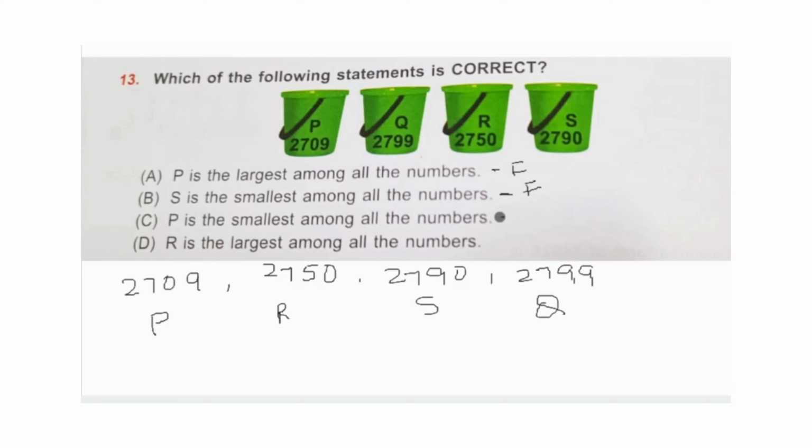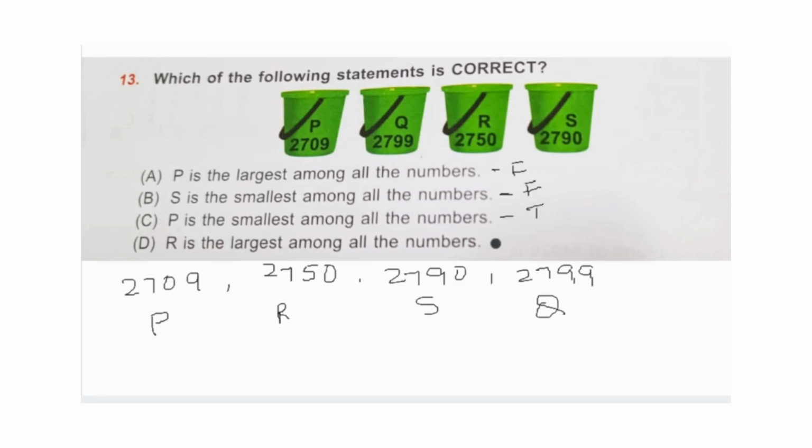Now let's go to option C. P is the smallest of all numbers. The value of P is 2709, which is how we started our ascending order, which is a correct statement. So this is going to be true.